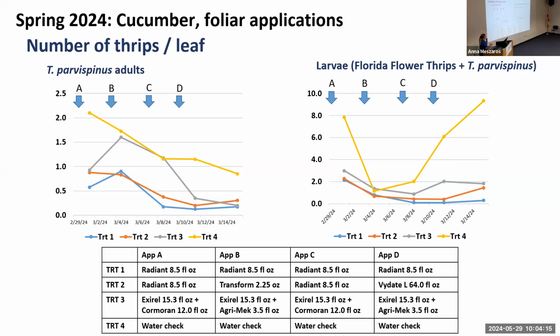We are not sure why. We might have had a little problem with the rain event, so that might have contributed to it, but we are not sure. So larvae: they were Thrips parvispinus larvae, and most probably Florida flower thrips larvae, because that was the other dominant species in this test. And across sampling dates, we observed a 65 to 85% decrease in larva numbers relative to the check. So that was really great. Treatment 1 was the best again, with treatment 2 and 3 having comparable efficacy.